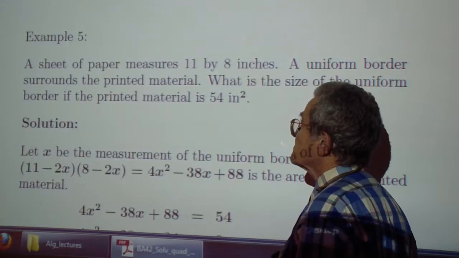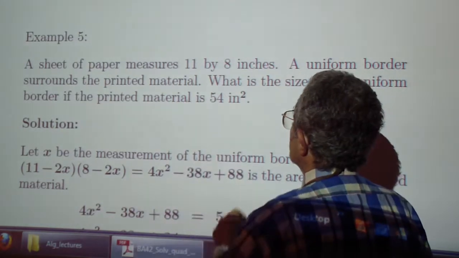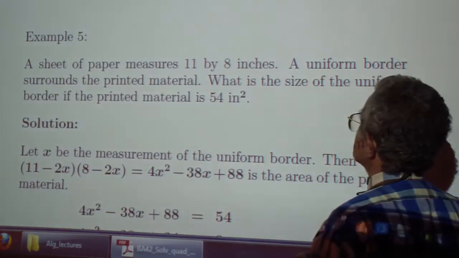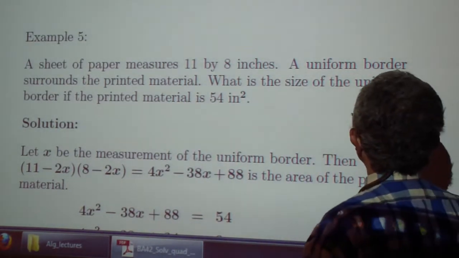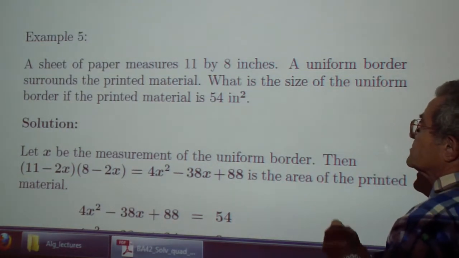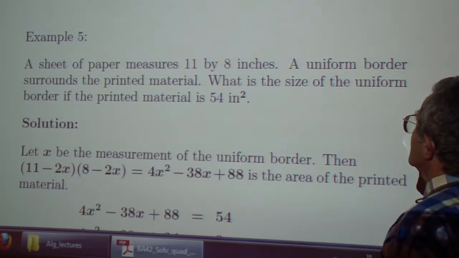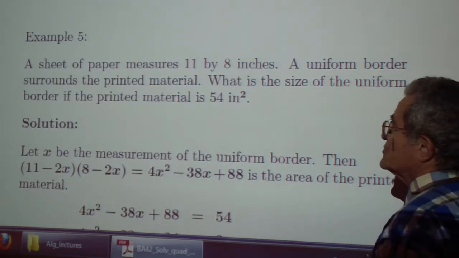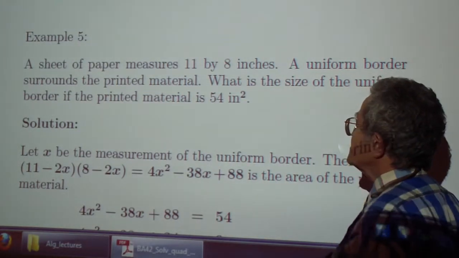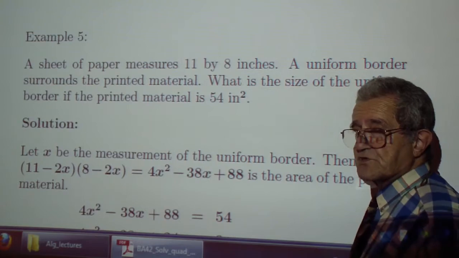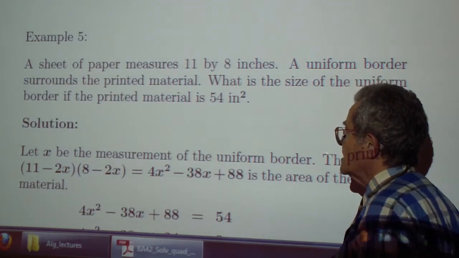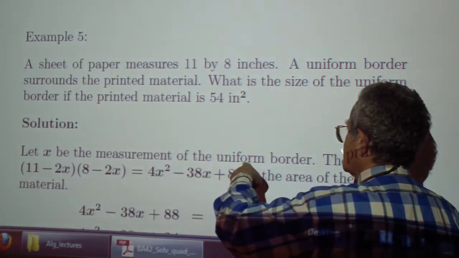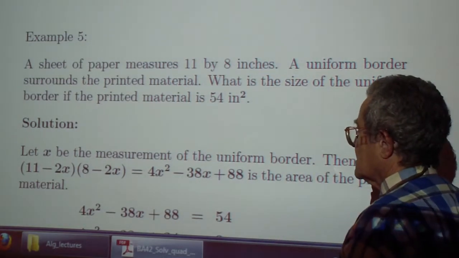Example 5. A sheet of paper measures 11 inches by 8 inches. A uniform border surrounds the printed material. What is the size of the uniform border if the printed material is 54 square units? Let x be the measurement of the uniform border.